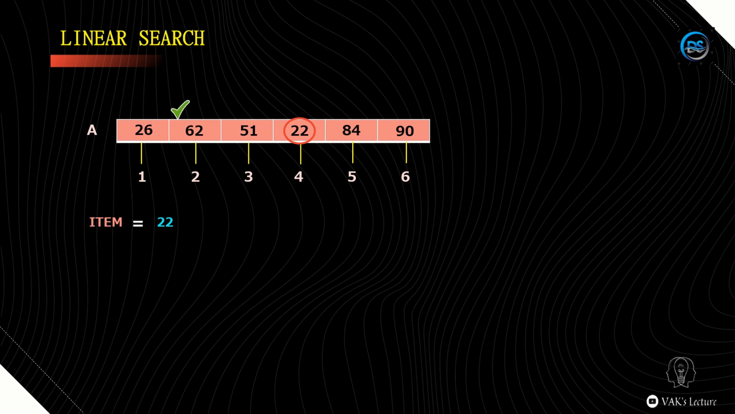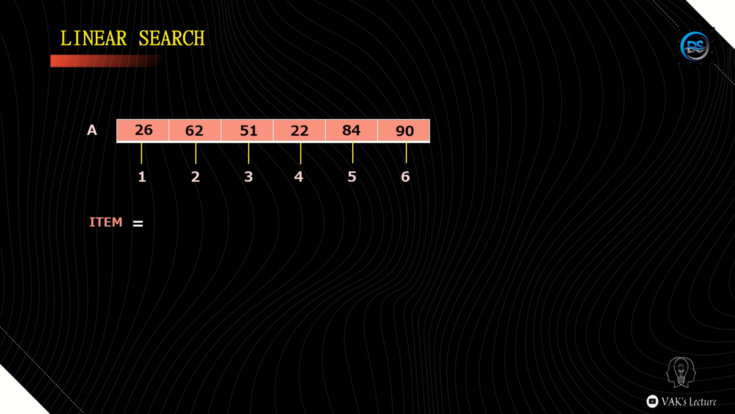Here the next element is 62. Now we will compare 62 with 22. Do they match? They don't. Since they don't match, we will jump to the next element. The next element is 51. Do they match after comparing? Still they don't match. Then we will again move to the right. So the next element is 22. We compared 22 with 22. Do they match? Yes, they matched. So finally we found the item. Here we get the successful search.